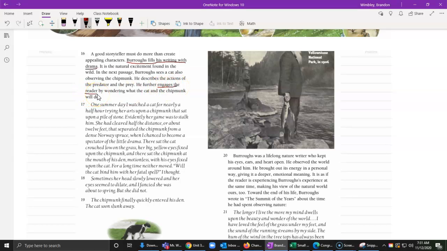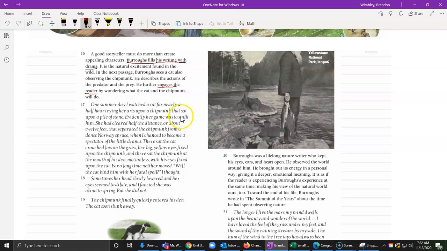So off to paragraph 17 now, back to this chipmunk who's going to encounter what? He's going to encounter a cat. One summer day, I watched a cat for nearly a half hour trying her arts upon a chipmunk that sat under a pile of stone. Evidently, her game was to stalk him.